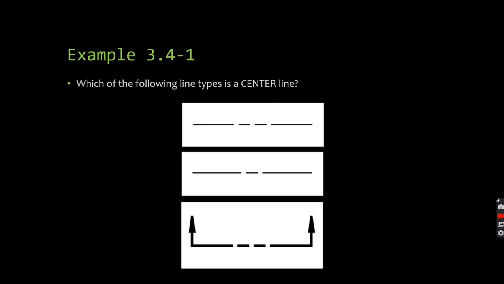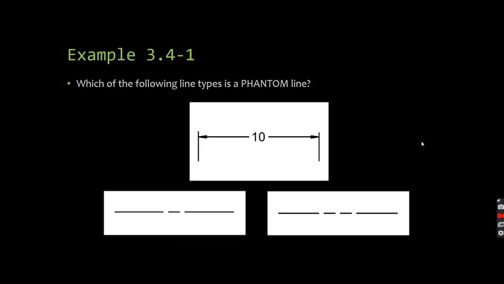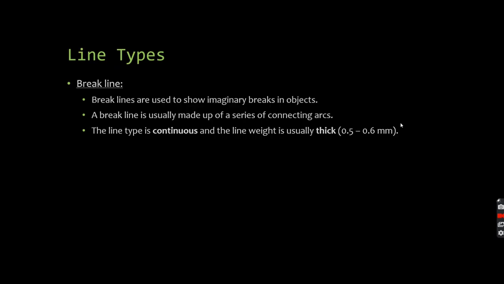Okay, which of the following is a center line? That is correct, the one in the middle. Which of the following is a phantom line? That would be the one with two short dashes.